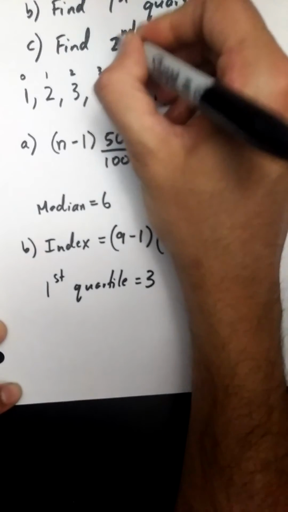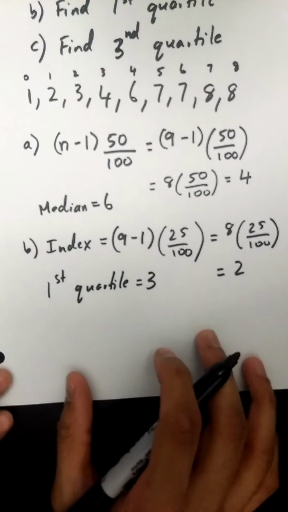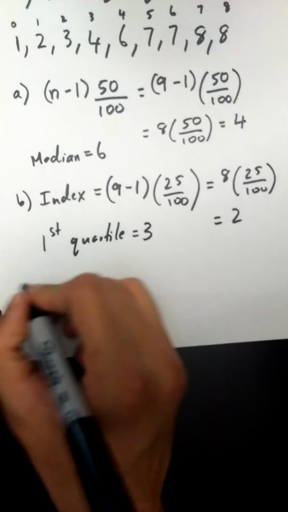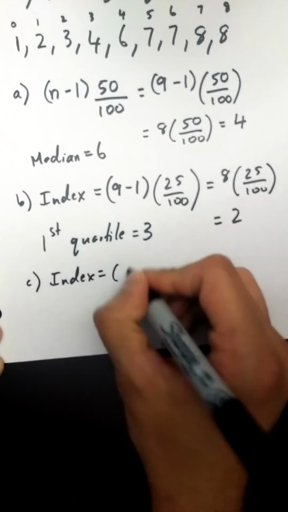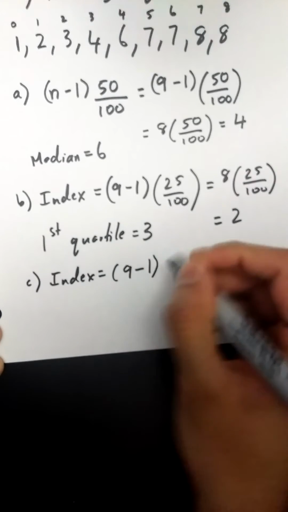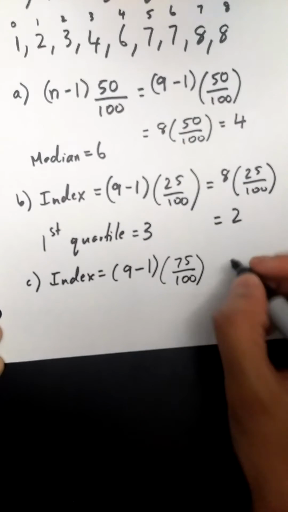Oh, and I made a mistake. That should be the third quartile there in that C part of the question. So when you find your third quartile, again, the first thing you do is find your index. Then that's n minus 1, and the third quartile corresponds to 75%.